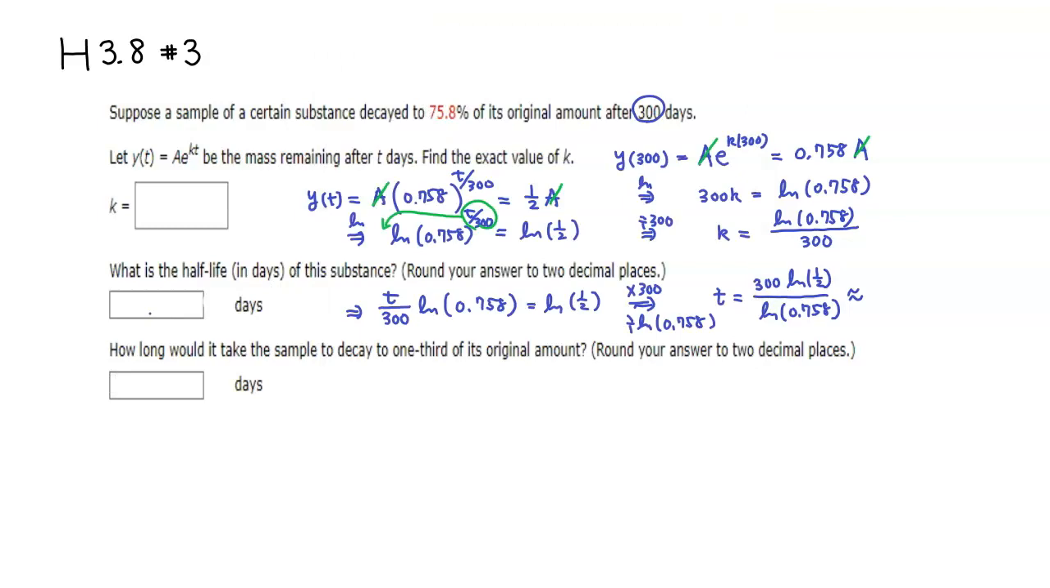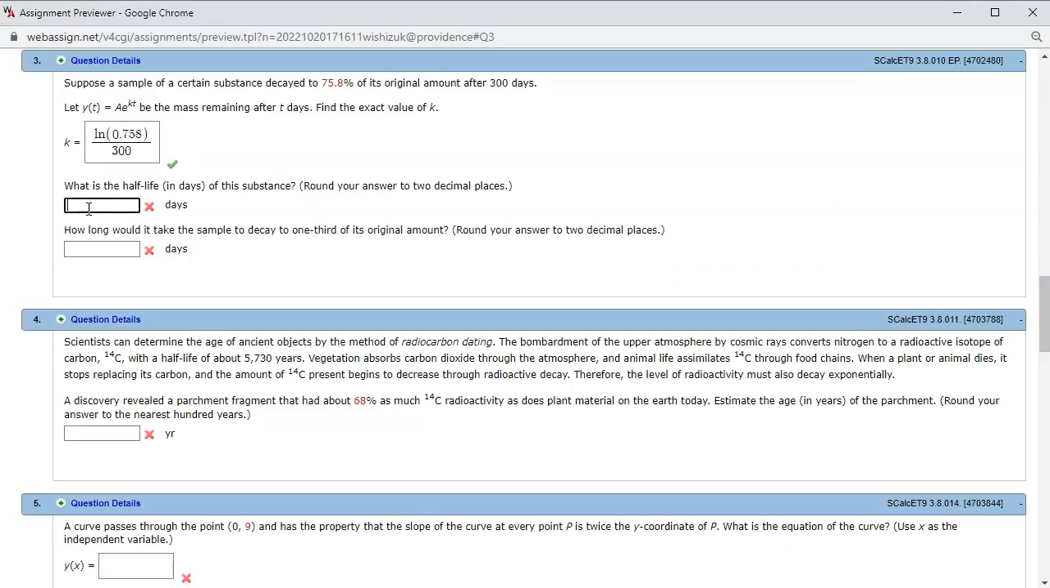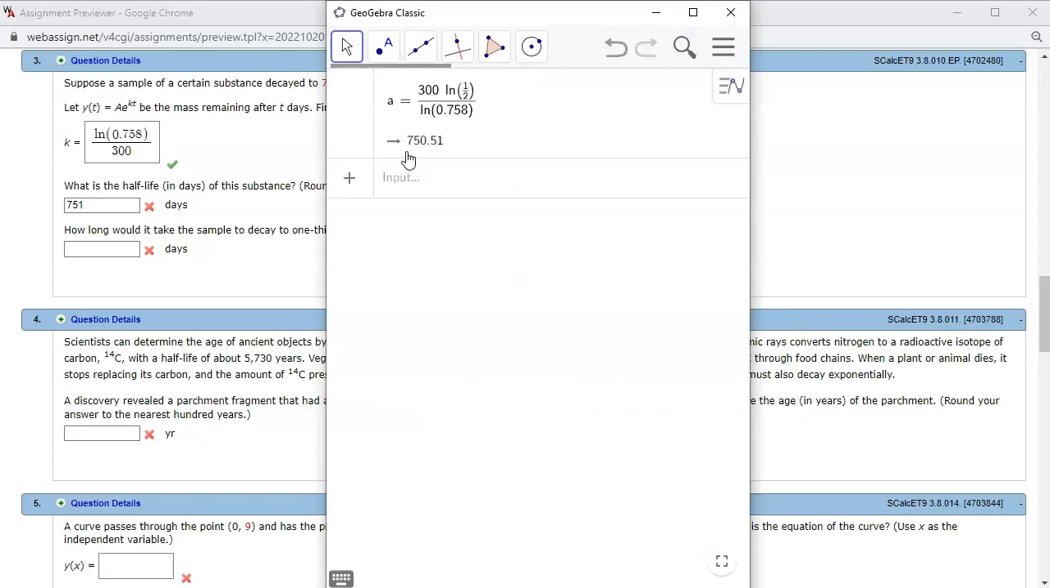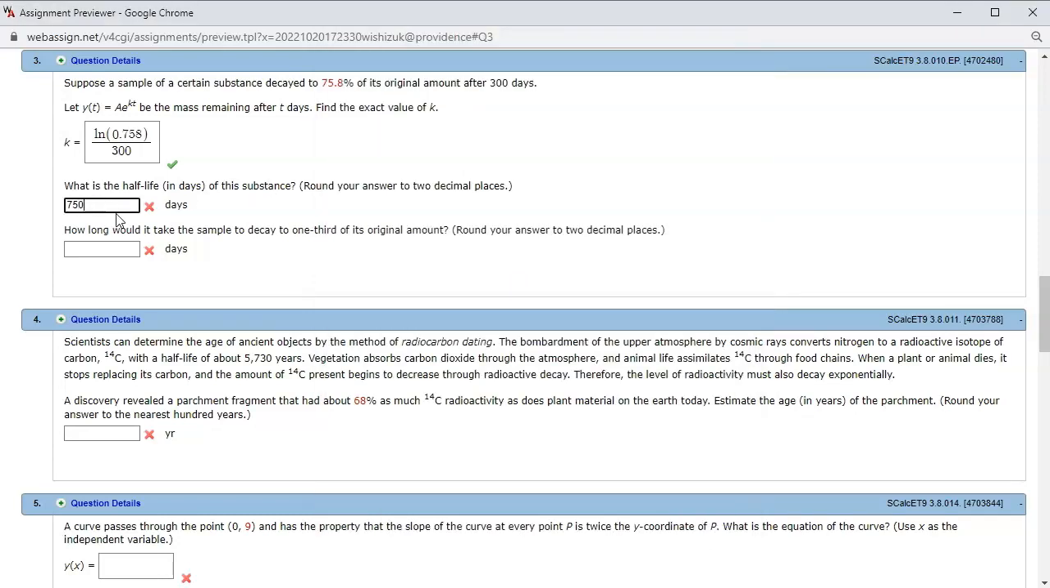Let's type it in: 751 days. Let's check the answer. I have to write it to 2 decimal places. What was it? 750.51. Let's check it again. It came back, and it looks like we got the second part correctly.